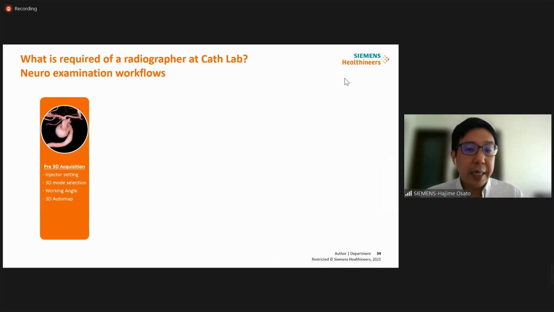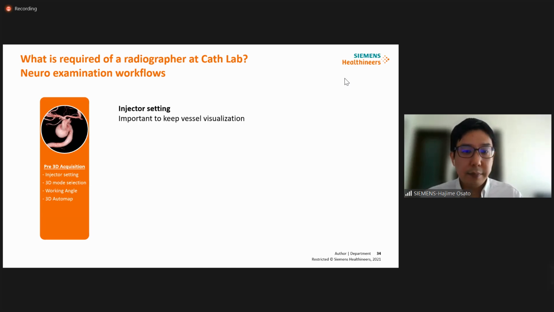Now I pick up pre-3D acquisition. We have several steps for a smooth workflow. 3D imaging is quite important in the neuro region. It is used to decide treatment strategy and confirm important vessels and so on. And then, injector setting is one of the important topics for 3D imaging. The correct value is necessary for better image quality.